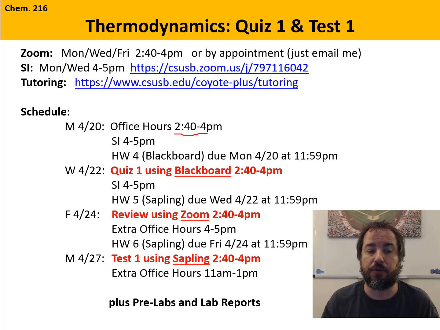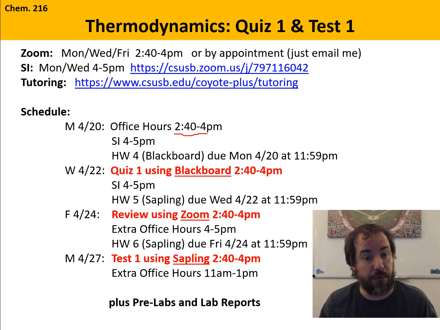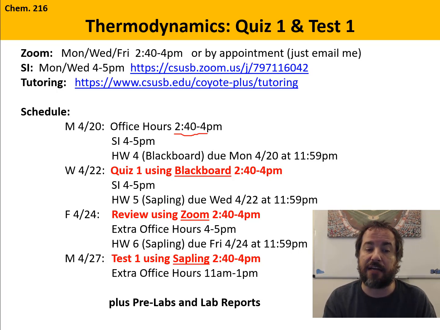On Friday, April 24th, there'll be a review using Zoom. I'll tell you more about that. There'll also be extra office hours from 4 to 5 p.m. Homework number 6 is due Friday. On Monday, April 27th, from 2:40 to 4 p.m., will be the test using Sapling. It is time restrictive. Okay, I'll talk more about that in a little bit.